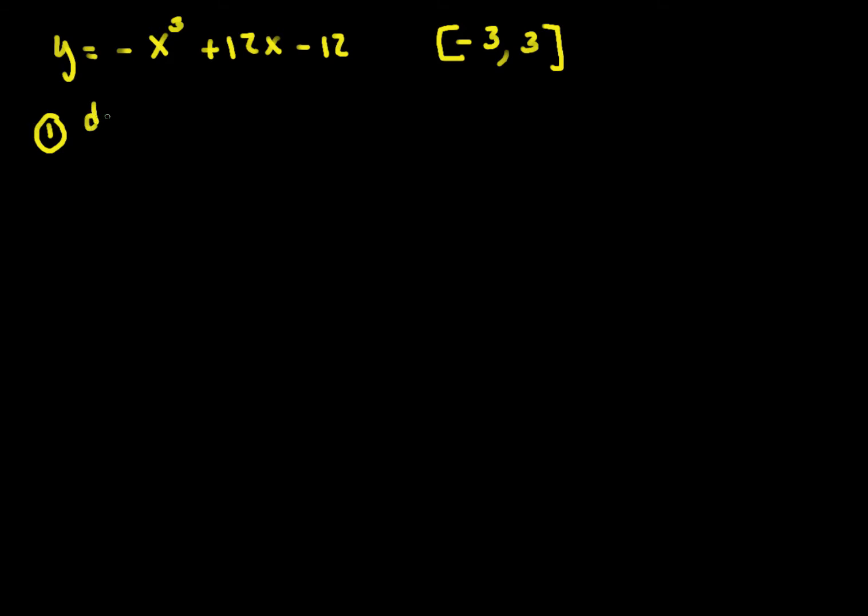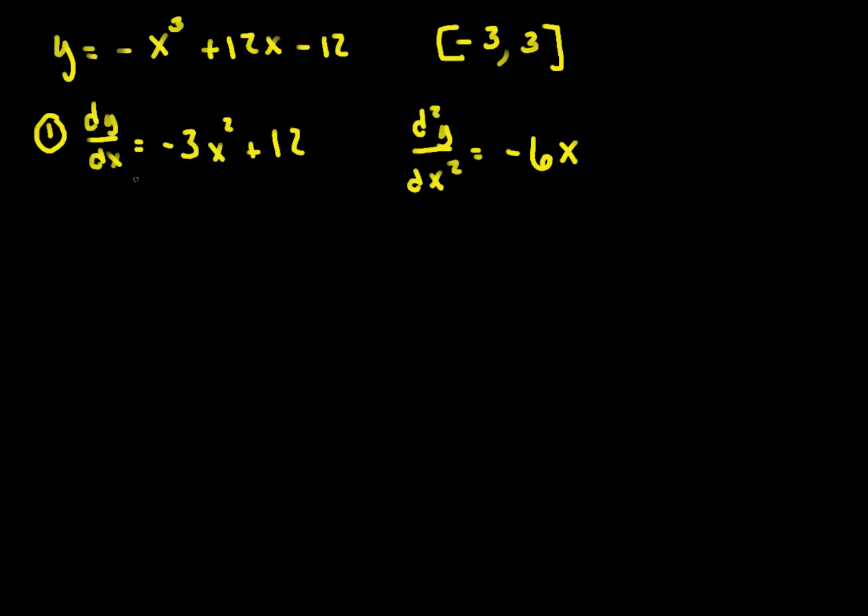So we'll look at the function y equals negative x cubed plus 12x minus 12 on the interval from -3 to 3. Step 1, compute all derivatives. dy/dx is -3x squared plus 12, and the second derivative is negative 6x. So now we've got our first and second derivative.